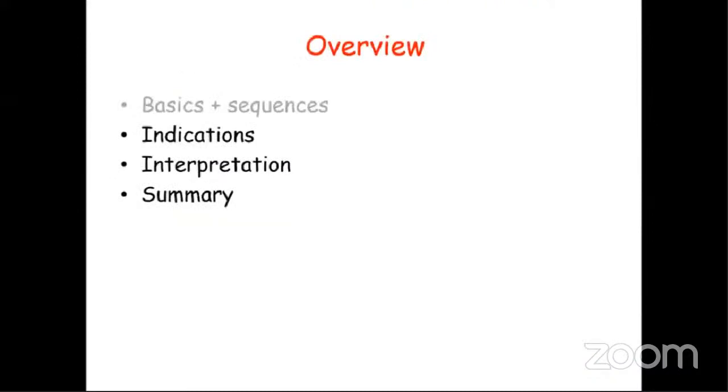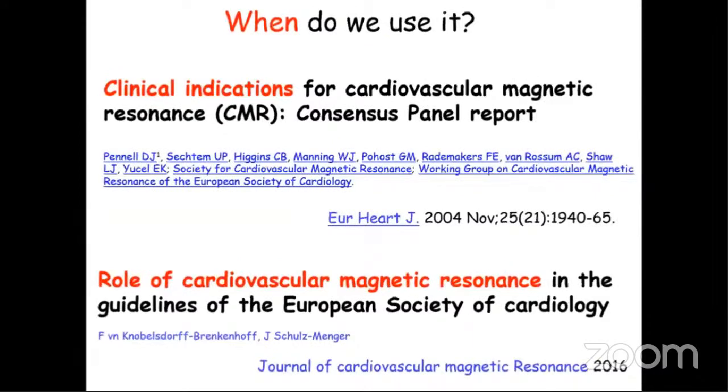Interpretation of CMR is a broad topic, and in this talk, I will try and provide a brief overview of the indications and interpretation of images, supported by clinical vignettes. The consensus panel report on indications was published in 2004, and by now, CMR is widely accepted and strongly endorsed by cardiac societies worldwide.